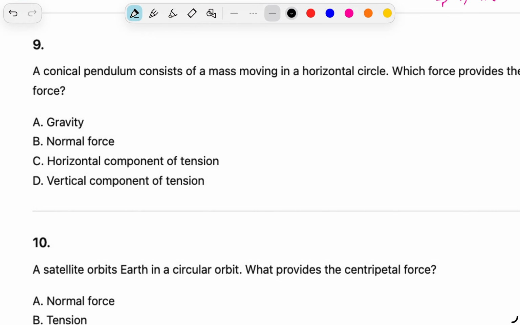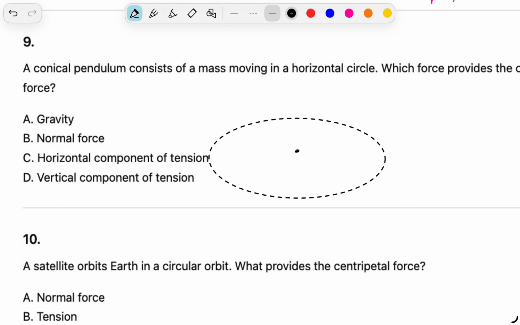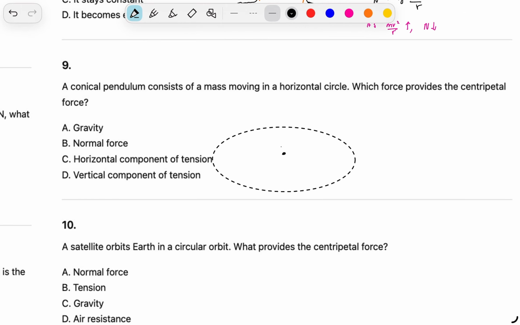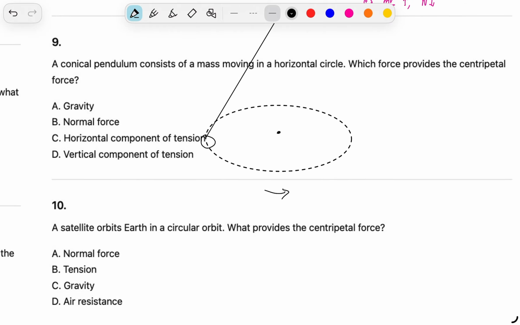So a conical pendulum consists of a mass that's moving in a horizontal circle. So our circle is going to be like this now. So imagine this is you. It's a conical pendulum, and let's say that it's being held from a point like this. So you have a mass like that. It's moving in a circle and is going in this direction. What force provides your centripetal force?